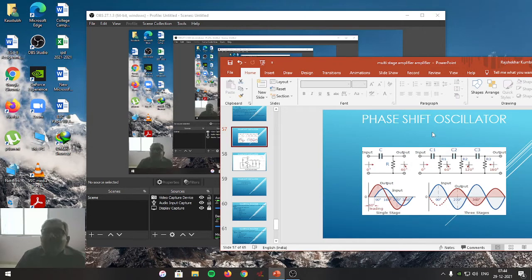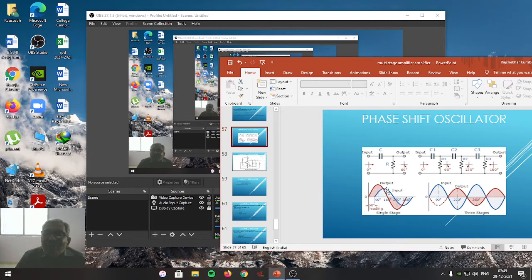The basic part of this particular phase shift oscillator is its tank circuit. Its tank circuit makes use of 3 RC tanks, which is represented here. We are well aware that a single RC tank circuit produces a phase shift of 60 degrees, which is represented here.